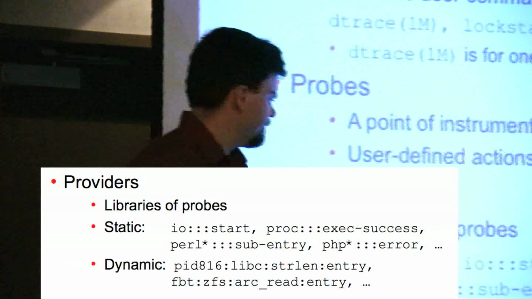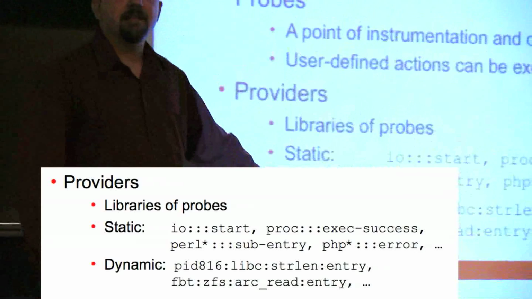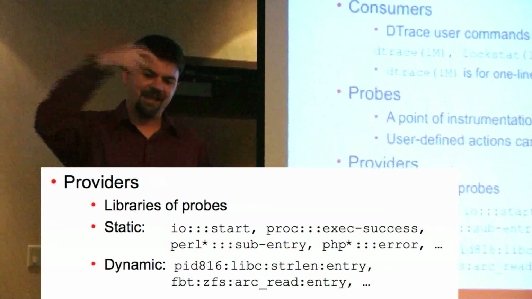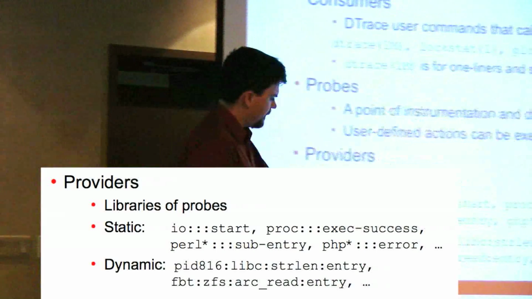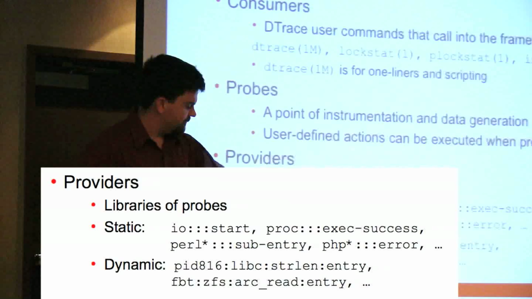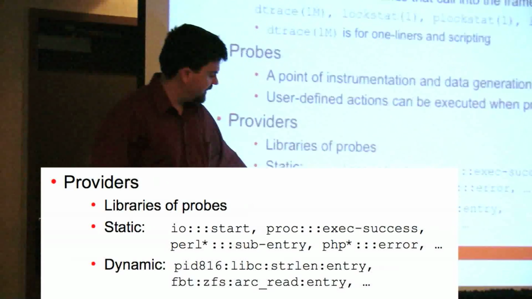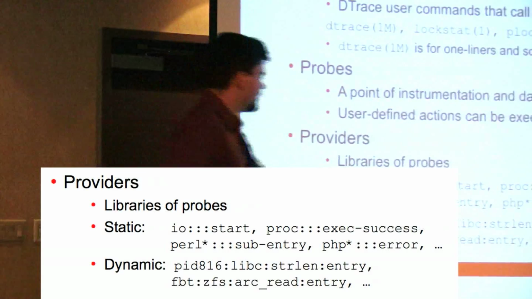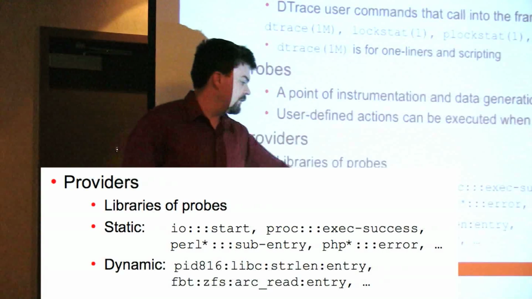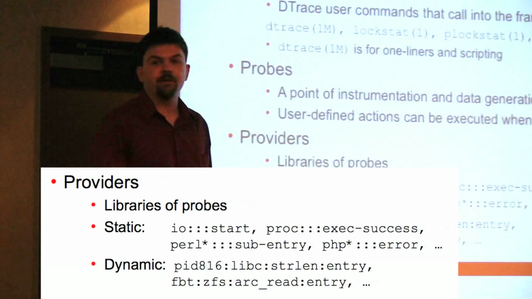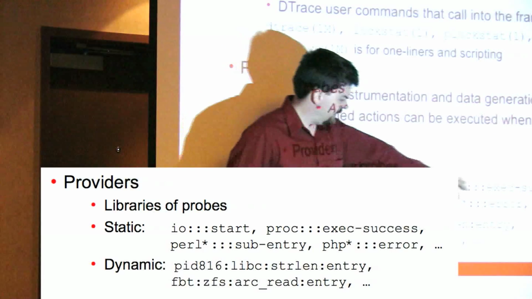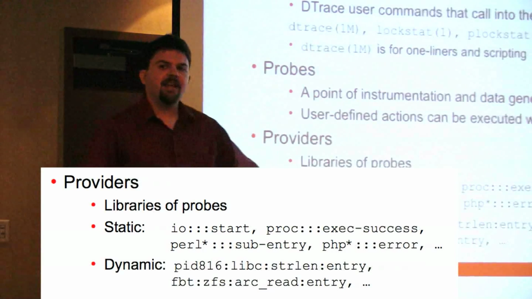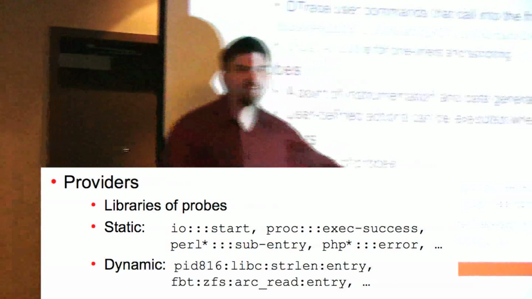So for dynamic providers, say for FBT. FBT is function boundary tracing. It's called function boundary tracing because we're looking at the entry and exit of kernel functions. And on the subsequent slides, we explain the syntax. But here we're looking at a kernel function arc read, which is from ZFS, and we're looking at the entry point. For an application, here's a different provider. It's called PID. It's associated with a particular process ID, and we're looking at libc's strlen, and we're looking at the entry to strlen. These are dynamic because libc could have any number of functions.